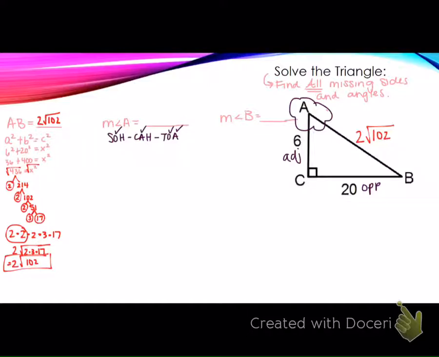So which trig function is that? The tangent. So we're going to find tangent of A as the opposite over the adjacent. When you're finding angles, you have to use the inverse. So we have tan inverse of 20 over 6 equals A. You have it? What is it, Cameron?